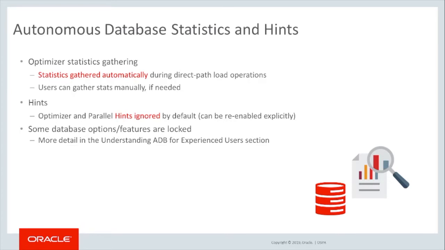When migrating data to Autonomous Database, table statistics are gathered automatically during direct path load operations. If direct path load operations are not used, such as with SQL Developer loads, the user can gather statistics manually as needed. When migrating an existing database that uses optimizer and parallel hints, ADB will ignore those by default. Because ADB runs in a highly tuned Exadata environment, most database operations should run faster, or at least as well, as a database tuned with lots of hints to perform faster. Should hints be required for some reason, they can be explicitly re-enabled.